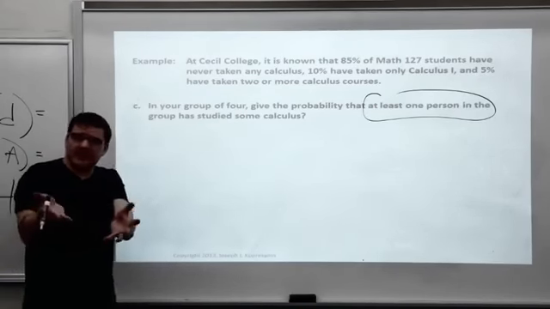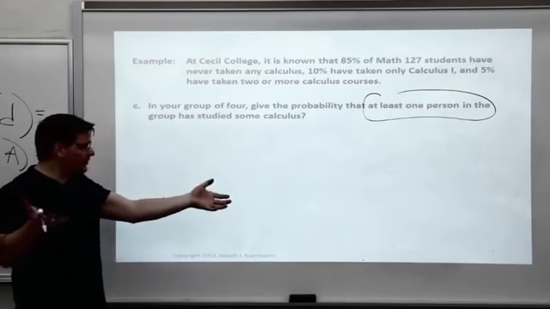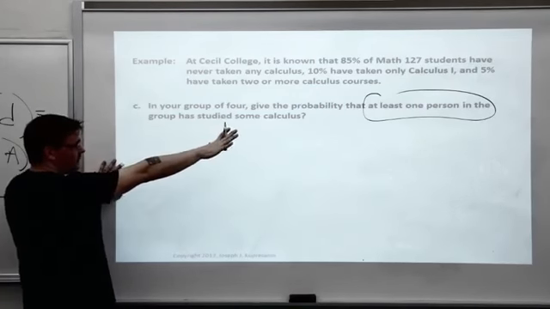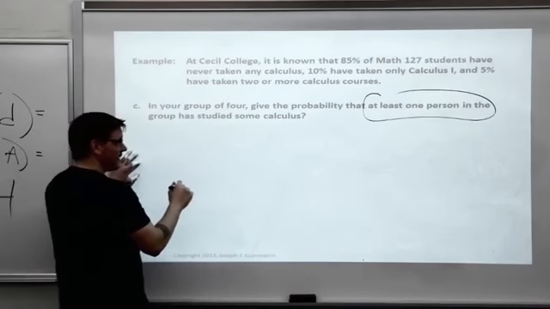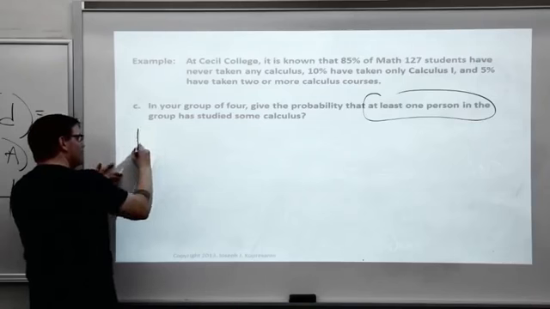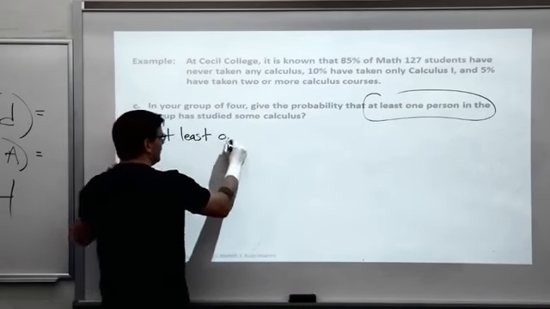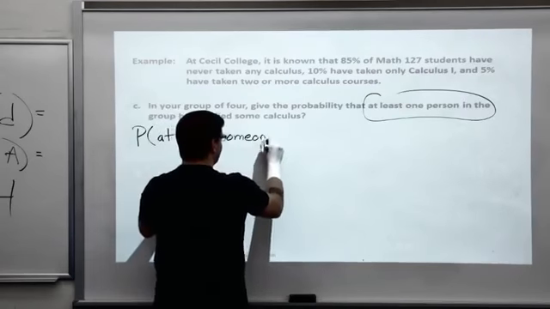Could be the first person alone. Could be persons 3 and 4. Could be 1, 2, and 3. Could be that calc supergroup. There are so many things that go into what I've circled there. At least one person in the group has had some calculus. So what I'd like to use is the complement rule. Probability at least, I guess I can write it this way.